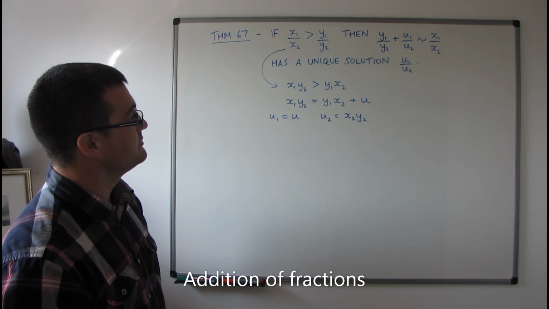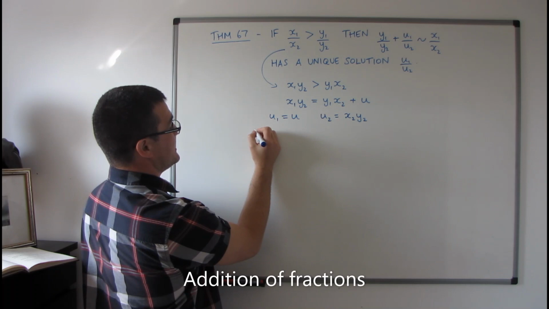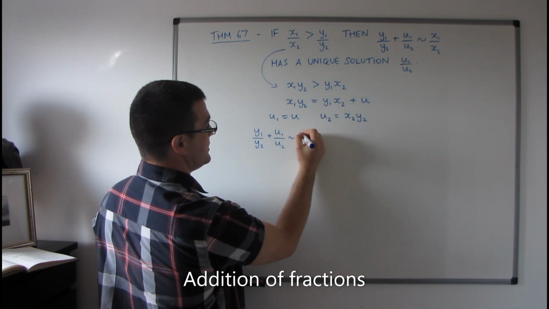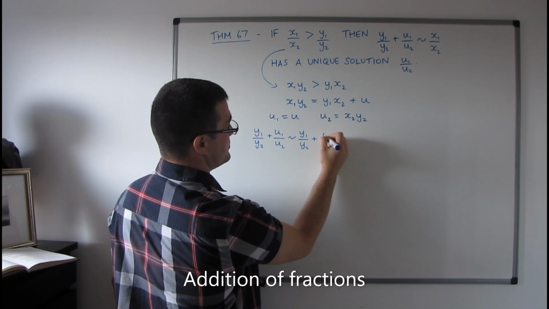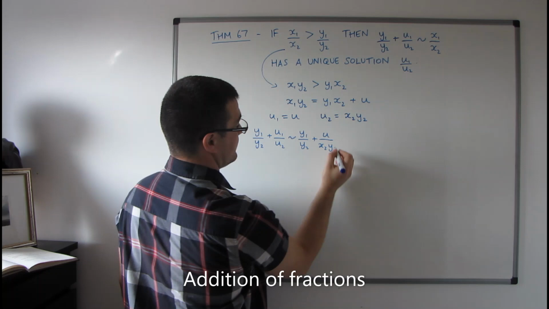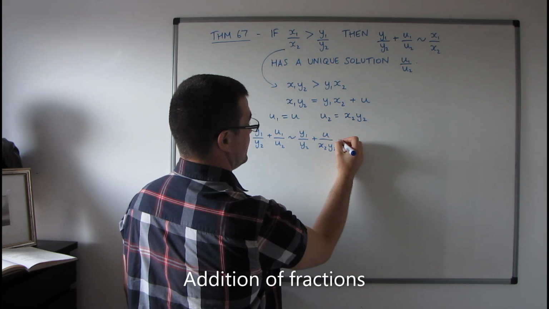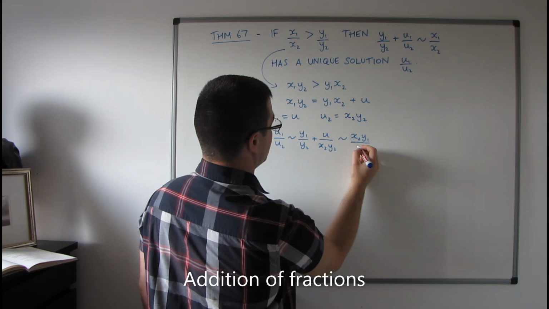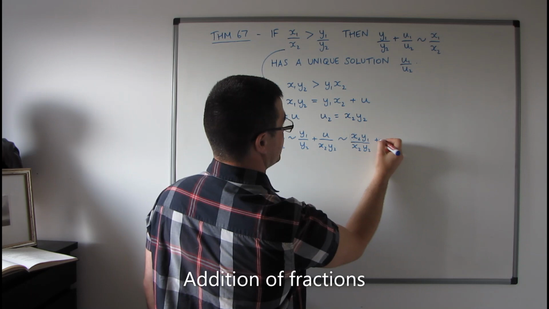Okay, so what we get is that y1 over y2 plus u1 over u2 is equivalent to y1 over y2 plus u over x2 y2. And using the result from theorem 40, y1 over y2 is equivalent to x2 y1 over x2 y2 plus u over x2 y2.